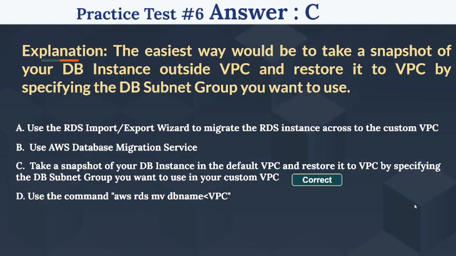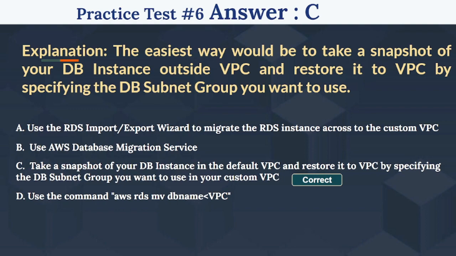So the right answer is C. Take a snapshot of your DB instance in the default VPC and restore it to VPC by specifying the DB subnet group you want to use in your custom VPC. The easiest way would be to take a snapshot of your DB instance outside VPC and restore it to VPC by specifying the DB subnet group you want to use. Let's move to the next question.